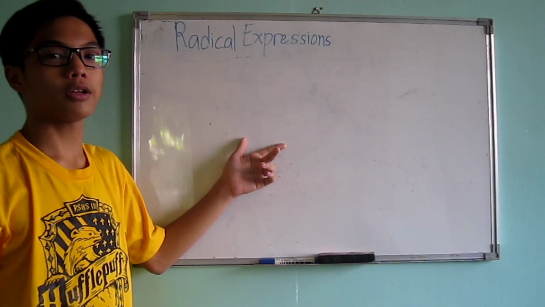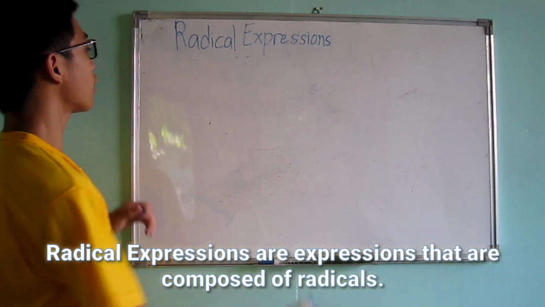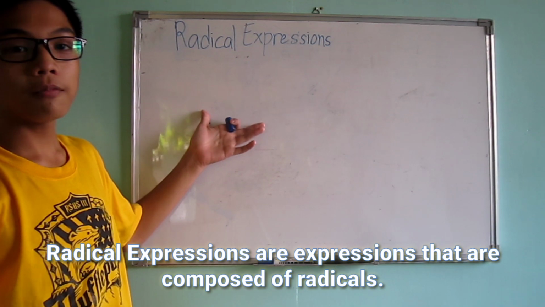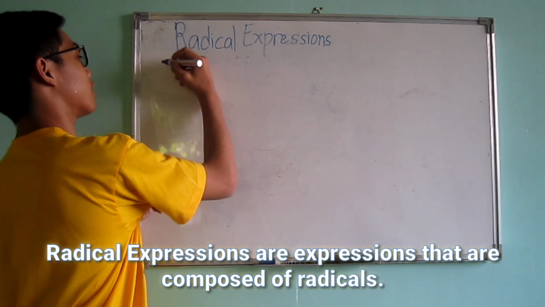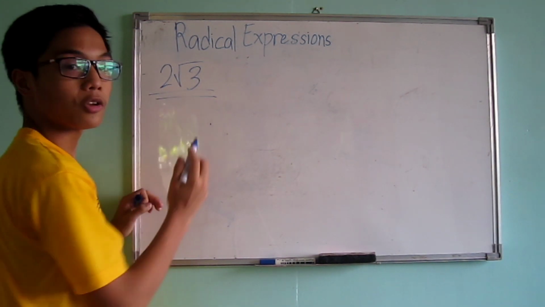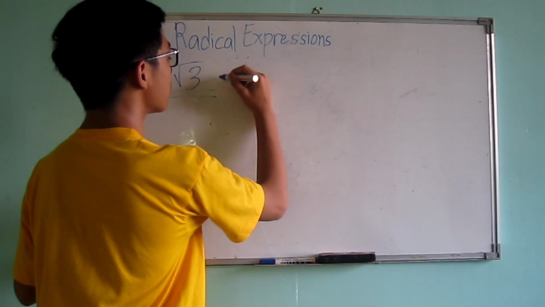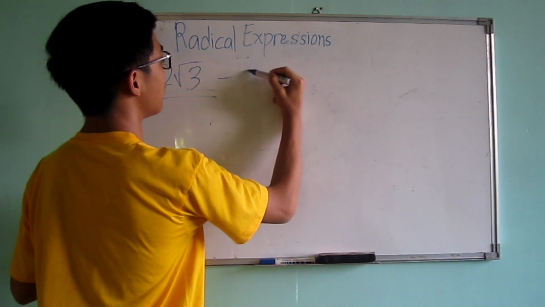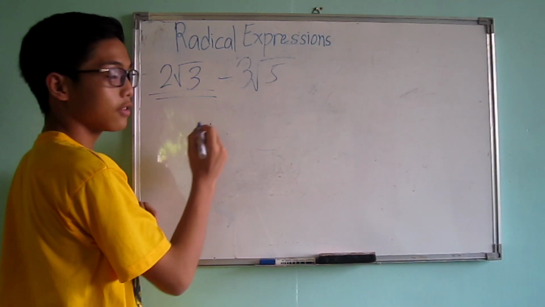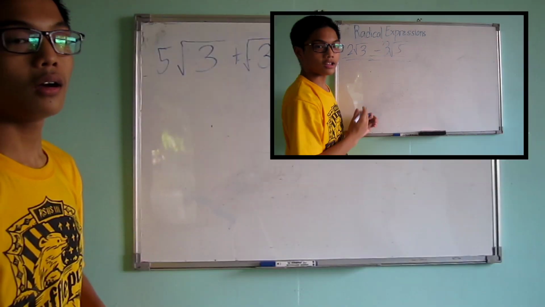Welcome everyone. Today we're going to discuss addition and subtraction of radical expressions. What are radical expressions? Radical expressions are expressions made by radicals, such as 2 square root of 3. This is an example of a radical. So if we put negative 3 square root of 5, you can call this a radical expression.